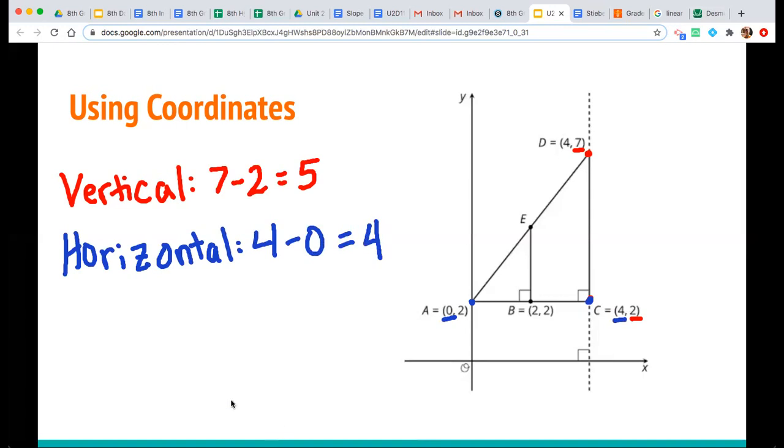So now I can write my ratio. I remember it's going to be vertical over horizontal. So my vertical is 5, and my horizontal is 4. So that means the slope of this line is 5/4.